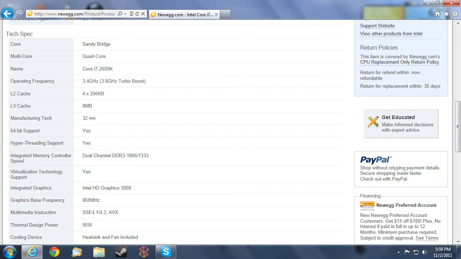Manufacturing tech, this is telling you that this is using a 32 nanometer manufacturing process. Usually, the smaller the number, the better. The next generation of processors by Intel is supposed to be built on 22 nanometer manufacturing. With the smaller manufacturing, this usually means that the processor is more energy efficient. By having smaller components, you're going to have less waste with heat, and that just means you're able to run the processor at faster speeds without it overheating.